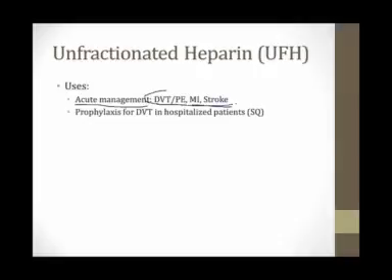In all of these conditions, unfractionated heparin is administered because it will quickly inhibit the coagulation cascade and allow the body's natural anticoagulants to begin breaking down the clots. It's also often used for prophylaxis against deep vein thrombosis in hospitalized patients. It can be given subcutaneously.